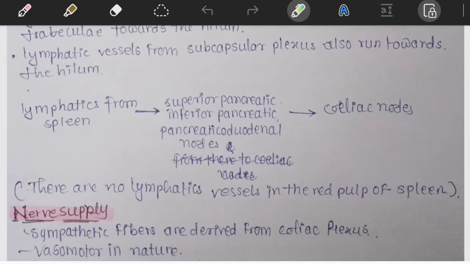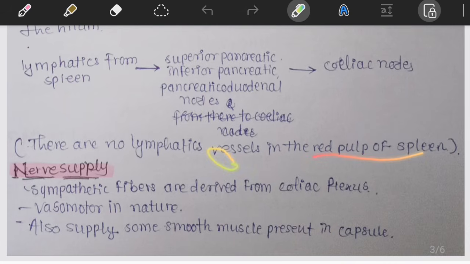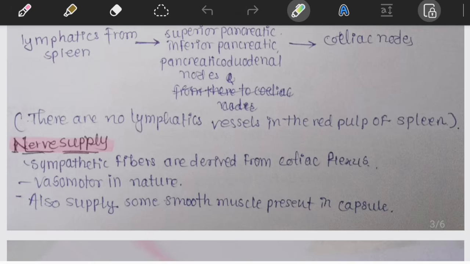Here we will see about the nerve supply. Sympathetic fibers come from the celiac plexus and their major function is vasomotor control. They also supply the smooth muscle present in the splenic capsule.